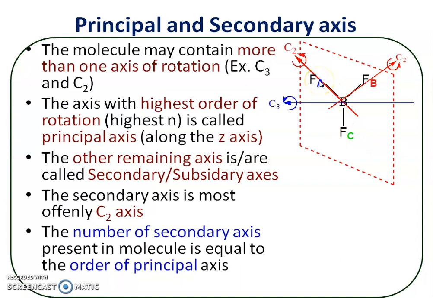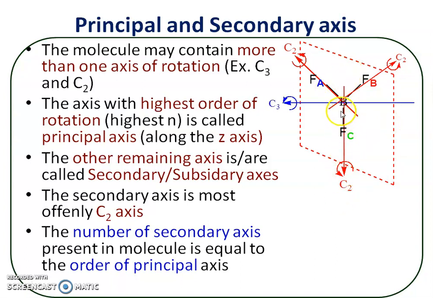After 180 degree rotation, this Fa will come out of this plane and take the position of Fc. At the same time, during rotation, Fc will go below this plane, and after 180 degree rotation, it will take the position of Fa. The resulting molecule will be equivalent. So this is again a second C2 axis. Similarly, this is the third C2 axis.